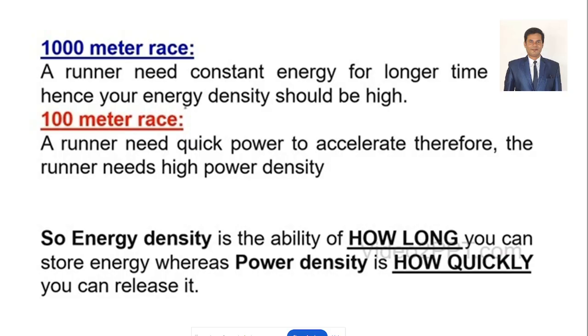Okay, all right. We have one more example also. You can go through this: the 1,000 meter race. The runner needs a constant energy for a longer time, and hence your energy density should be very high. If you want to go for 10 kilometers, you need the energy in a constant way to reach the destination for a longer time. If sometimes you have more energy and sometimes less, what will happen? You cannot reach the destination. That should not happen.